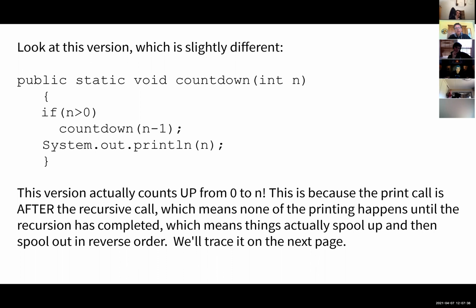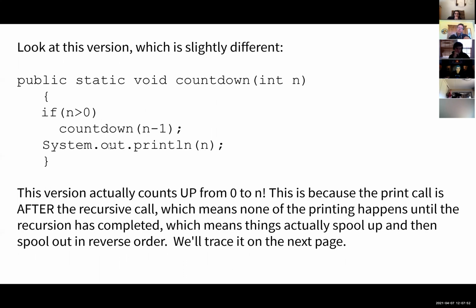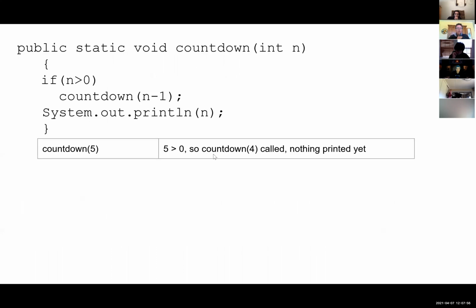So we're gonna trace it. But bottom line, let's look at these 2 versions. So we've got this one where, I think it's the same code, except I just moved the print line after. So if the print line is before, you're gonna get 5, 4, 3, 2, 1, 0. And if you have the print line after, you're gonna get 0, 1, 2, 3, 4, 5. So I'll trace through it here.